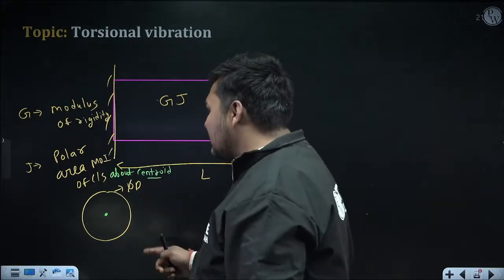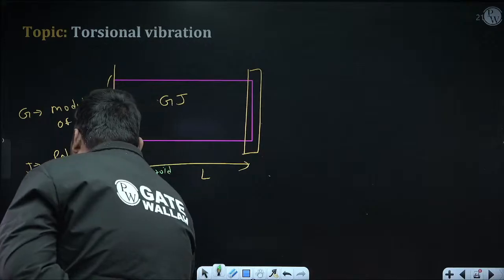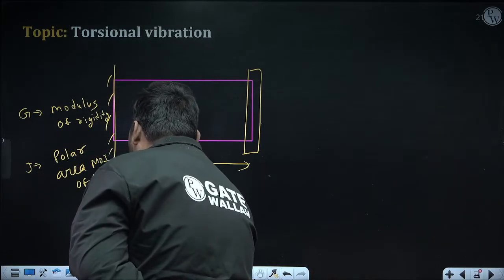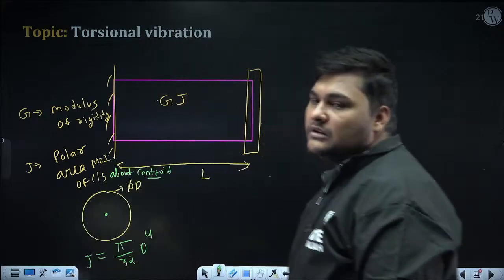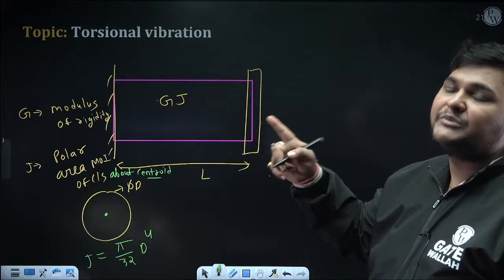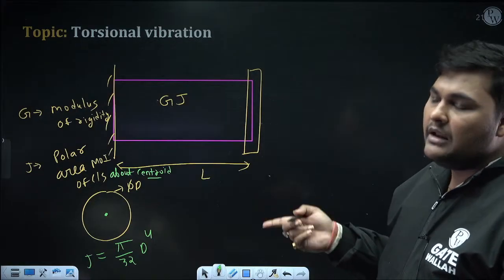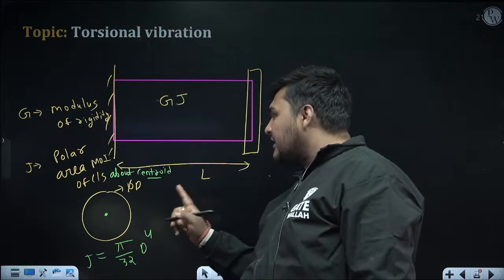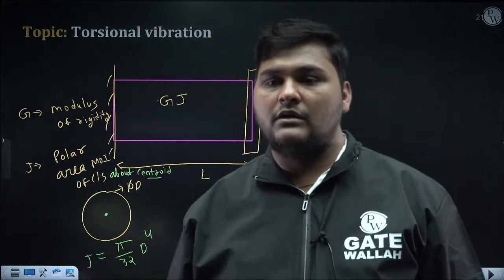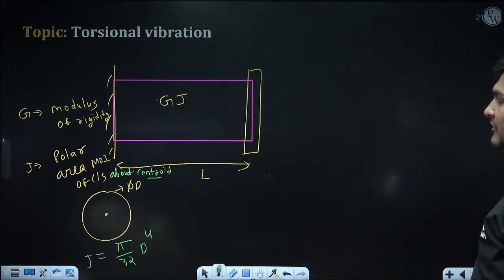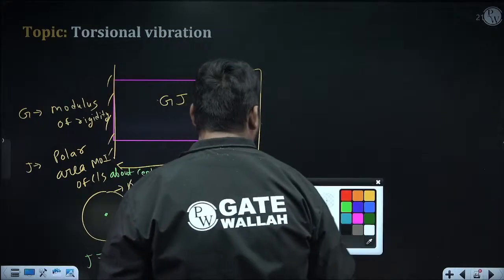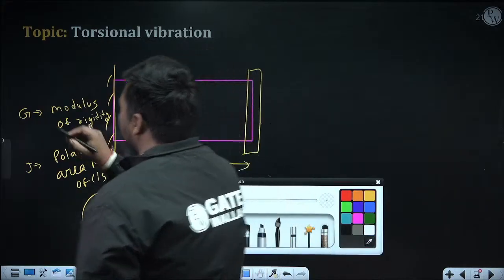Now what is the formula? Just remember the formula. If the cross section is circular, the formula to calculate the polar inertia is pi by 32 d to the power 4. The formula for the area moment of inertia about the neutral axis in a circular cross section, try to recall, was pi by 64 d to the power 4. But for a circular cross section, the polar area moment of inertia is pi by 32 d to the power 4. Similarly, you can remember for other cross sections also. I am writing only for circular. And here GJ is known as torsional rigidity.